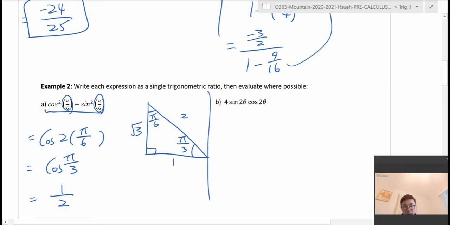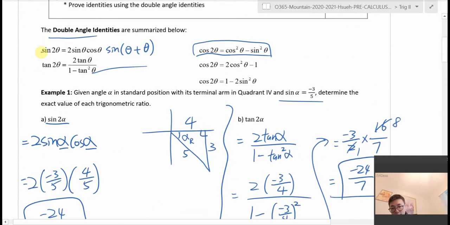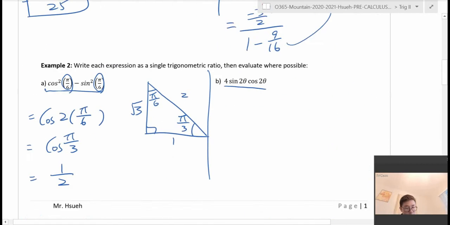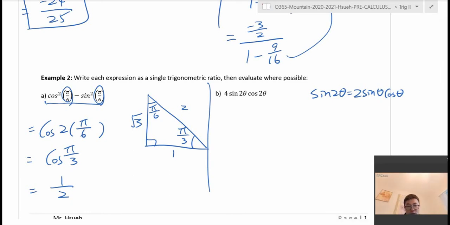All right, for part B, this is 4 sine 2 theta cosine 2 theta. So this is actually the sine 2 theta identity. Okay, let me rewrite it here. Sine 2 theta is equal to 2 sine theta cosine theta. You might think, okay, well, they look somewhat the same, but not quite. The overall structure is actually the same, but we just need to change a couple things, okay?